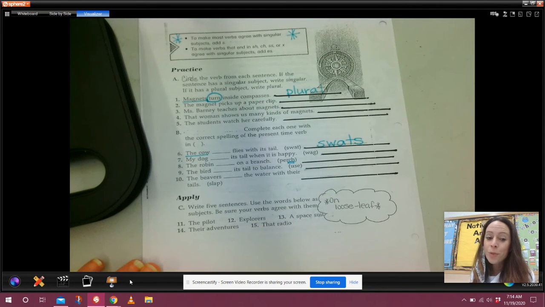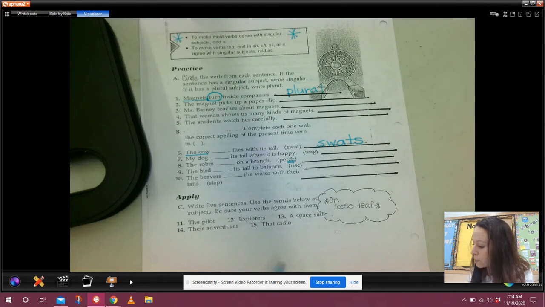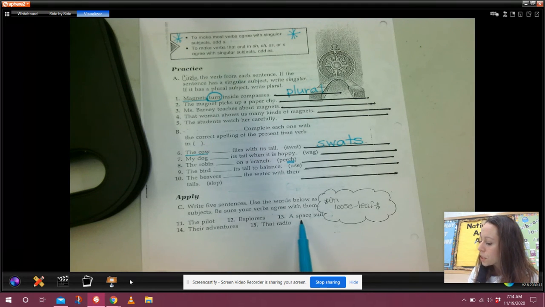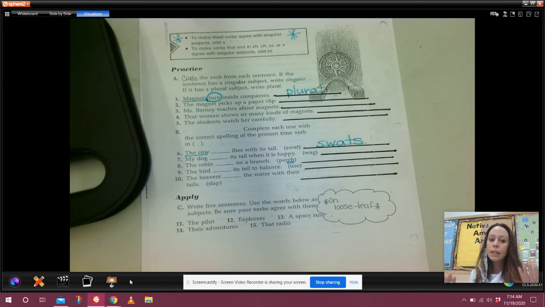Then on the bottom, I do want you to try this on some loose leaf paper. I don't think you'd have enough room on the bottom to do this. You're going to write 5 sentences for me. Use the words below as their subjects, and then be sure your verbs agree. So your subjects: the pilot, explorers, a spacesuit, their adventures, and that radio. Make sure your verbs agree by adding an S or an ES, or leaving it without an S or an ES. Make sure these are good third grade sentences too, with at least 7 words in them. If you have any questions, as always, just let me know.